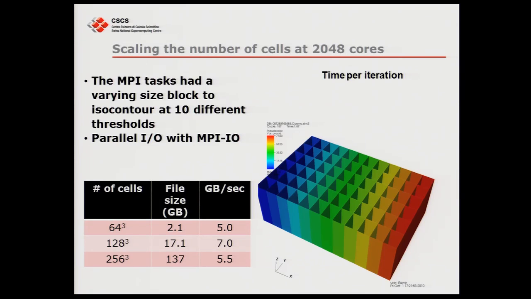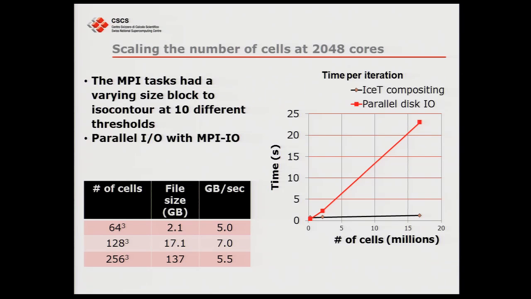If now I change the size of the block per core, I would get to a total size, file size of 140 gigabytes. And this time, the in-situ visualization wins completely. This is my scalability time for the in-situ visualization. And this is the cost of doing I/O to the file system.